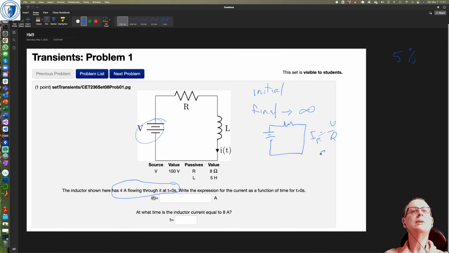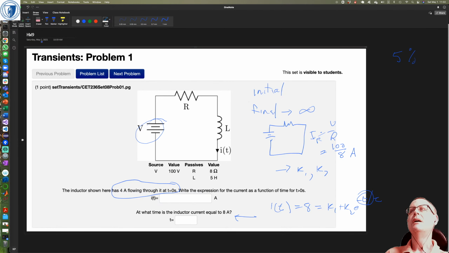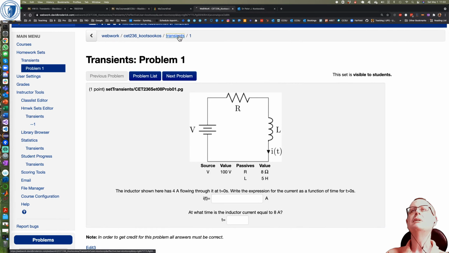And so that should tell you how to solve for K1 and K2 in the standard form, the current equals K1 plus K2 e to the minus t on tau. In this case, tau is L on R, the inductance on the resistance. You should then be able to solve for t for the last question. Then I'll quickly do question 5, but I really got to go.